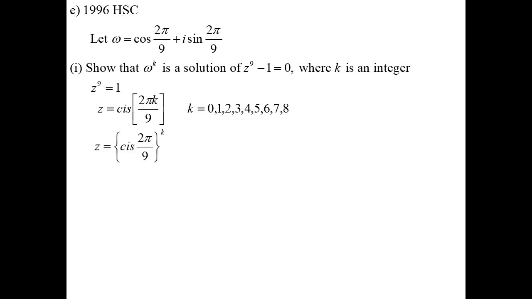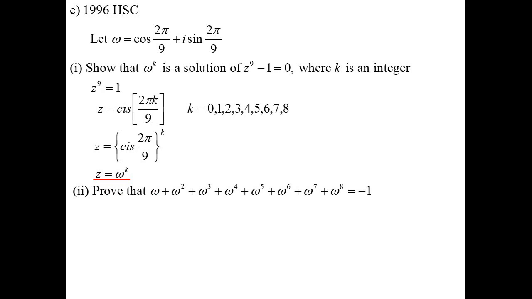Well, by de Moivre's theorem, z equals cis 2 pi on 9 to the power of k. It's sort of using de Moivre's in reverse. I'm taking the power out of the complex number. Well, cis 2 pi on 9, that's what they told me omega is. So omega to the power of k is a solution.